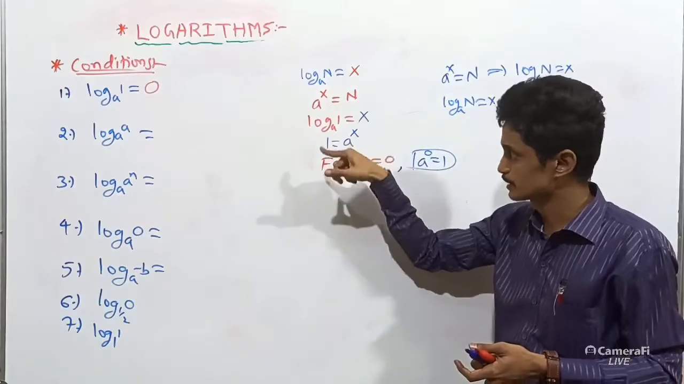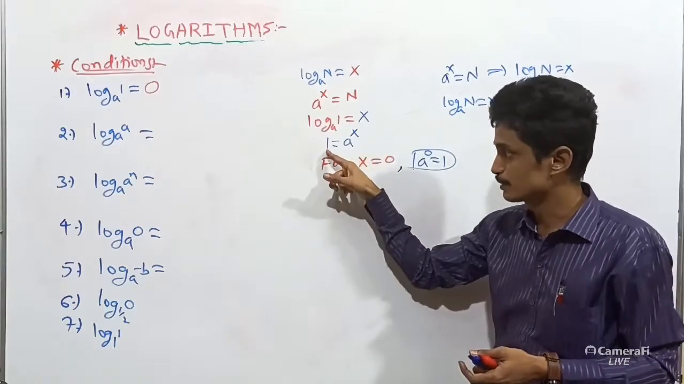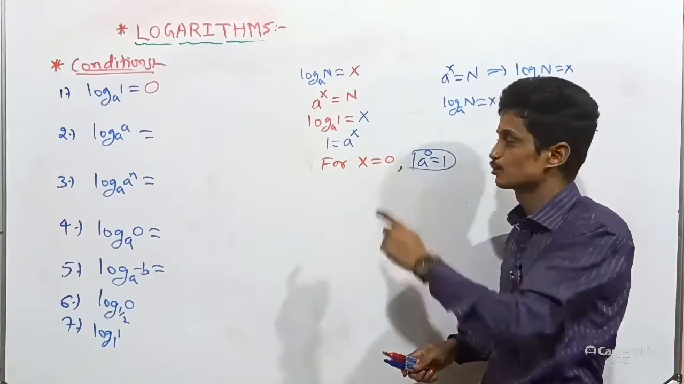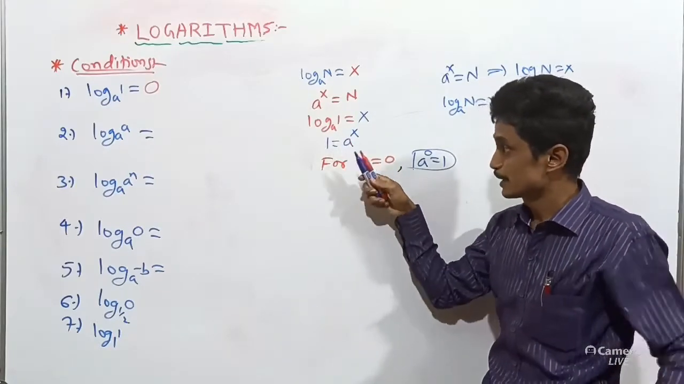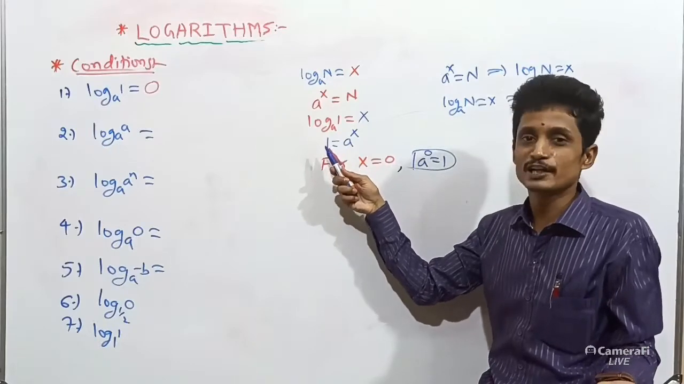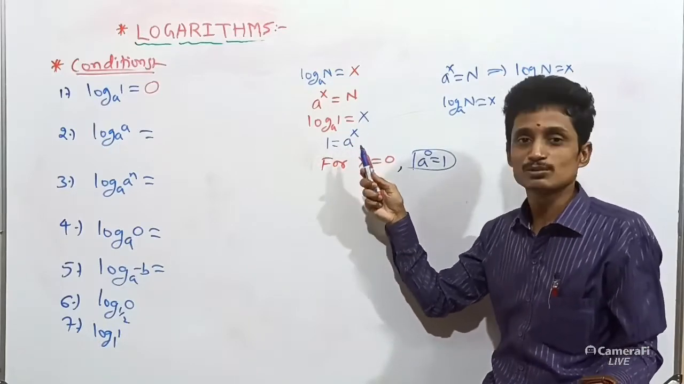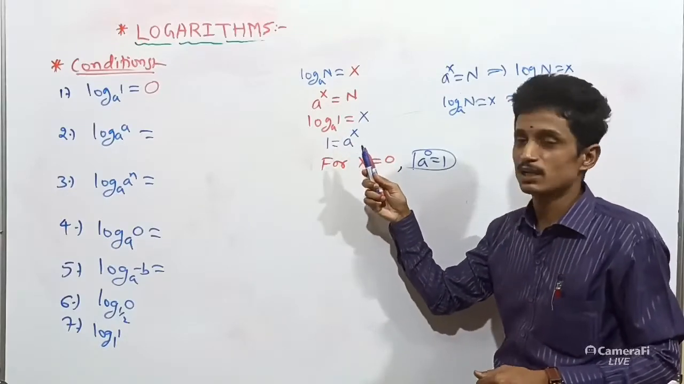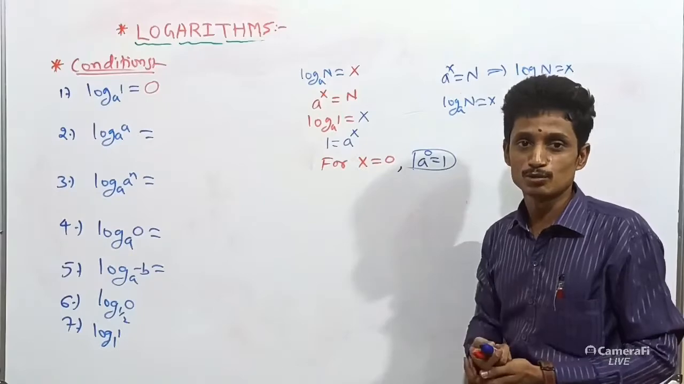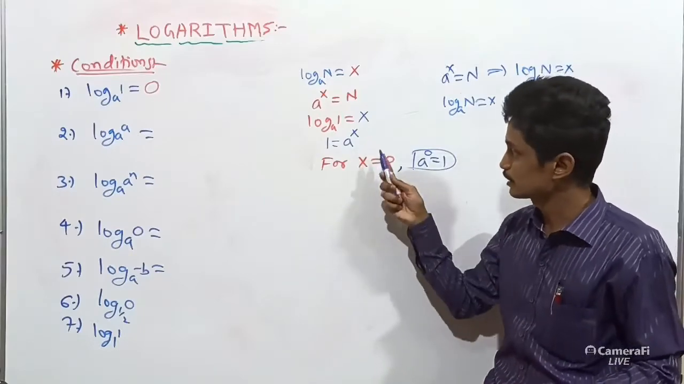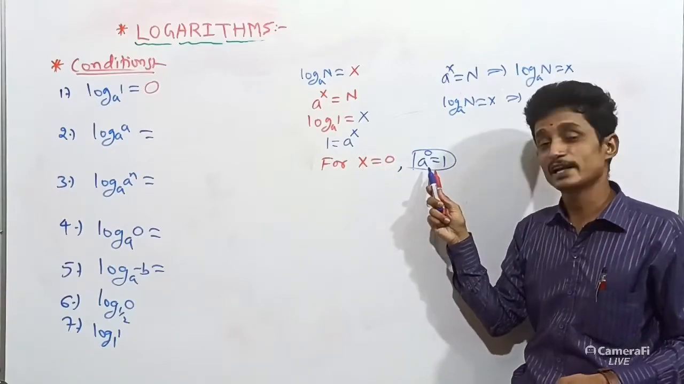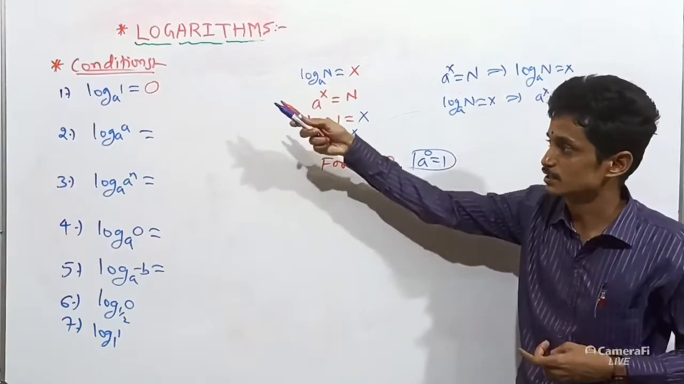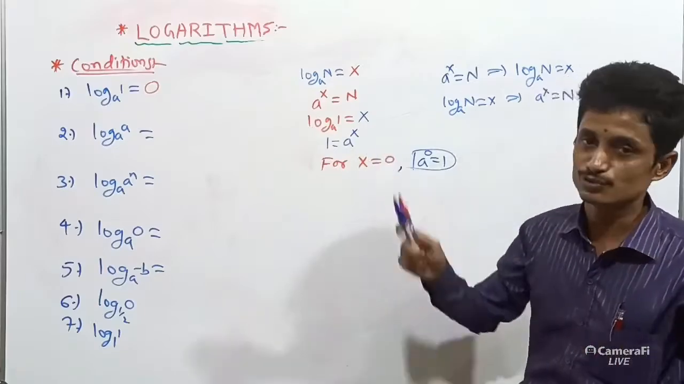Log 1 to some base a equals x. I write it in index form: 1 equals a power x. This statement will be true only for x equal to 0. Other than 0, any number you take will not give you 1. Like 2, a square will never be 1. X equal to 1, a power 1 is a, but not equal to 1. When you fill x equal to 0, you get a power 0, and a power 0 is nothing but 1. That's why log 1 to the base a is 0.